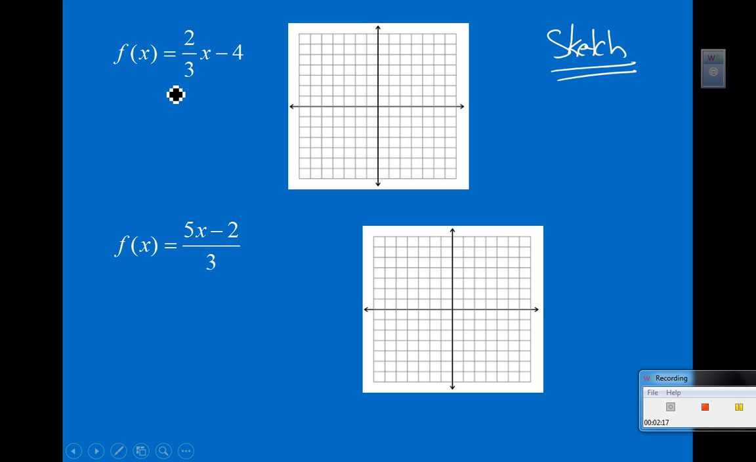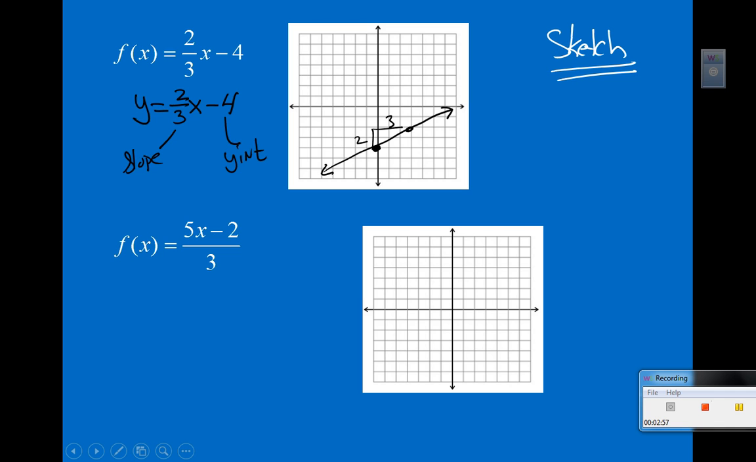So I got f of x equals 2/3 x minus 4. That's the same thing as y equals 2/3 x minus 4. Remember, this is your slope. This is the y-intercept. So the graph of this, just super fast, I'm going to start down here at -4. I'm going to go up 2 and over 3. My slope is 2/3, so I went up 2 and over 3. Connect those two dots, and bam, there's that line.